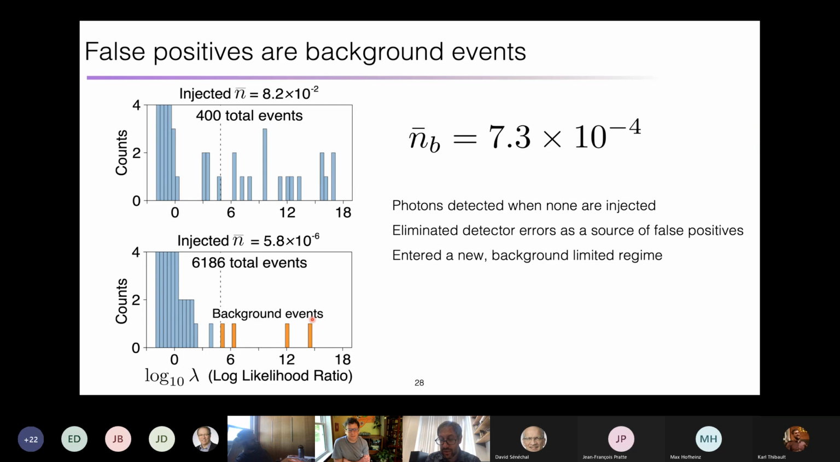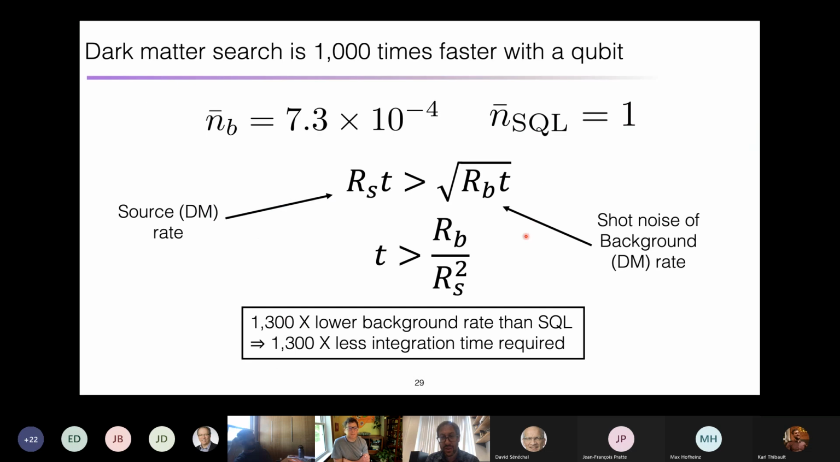And again, we believe that these are likely to be residual thermal photons. So a question is, how much faster is this than if you were to just use an amplifier?